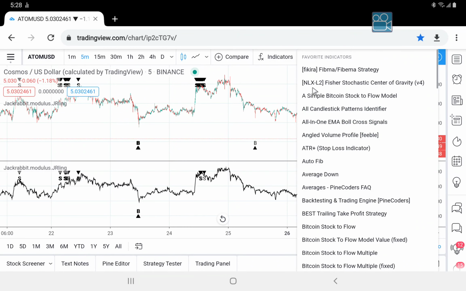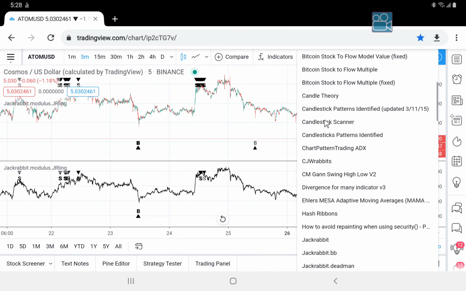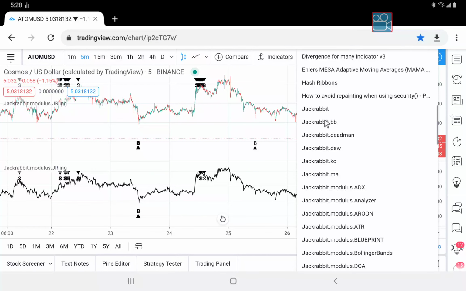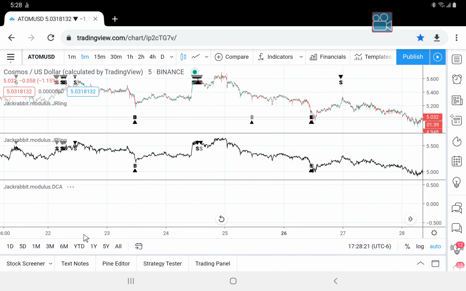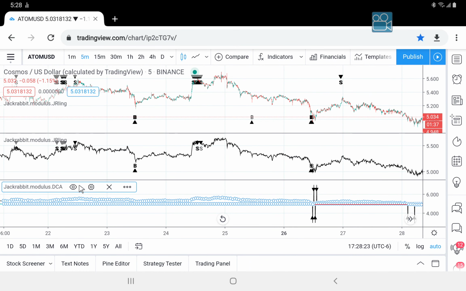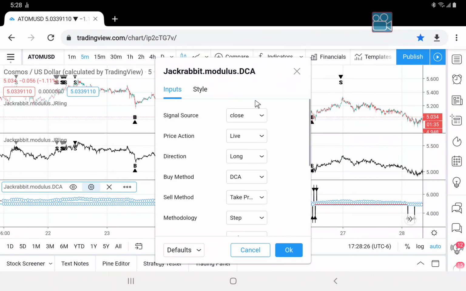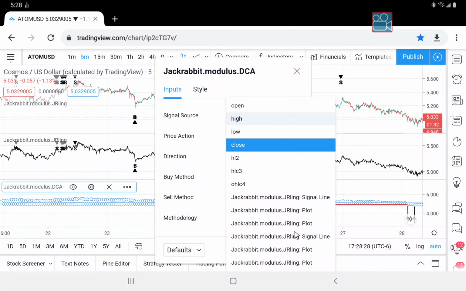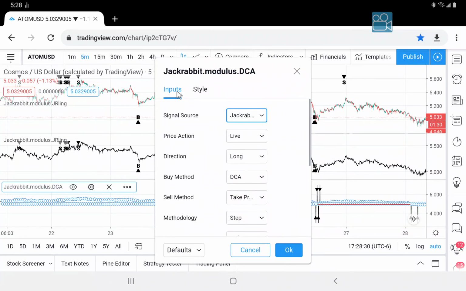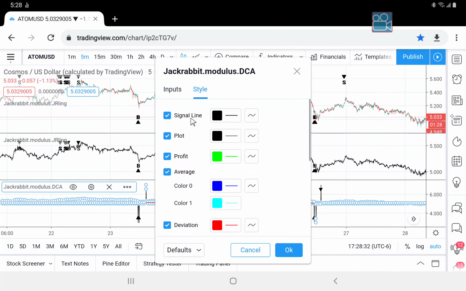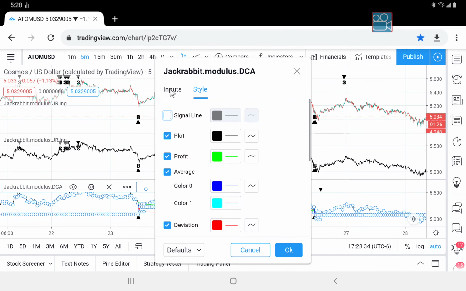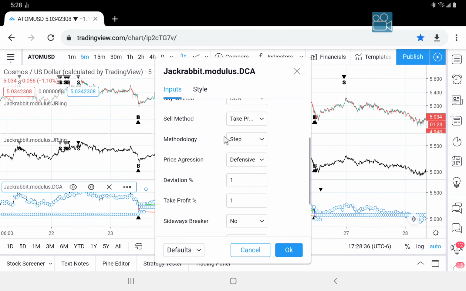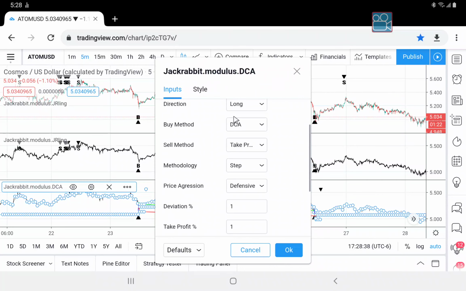But now let's add the final straw to this. Let's add dollar cost averaging. I'm going to link it to the second JRling. Going to disable, and I'm going to set this up fairly aggressively.